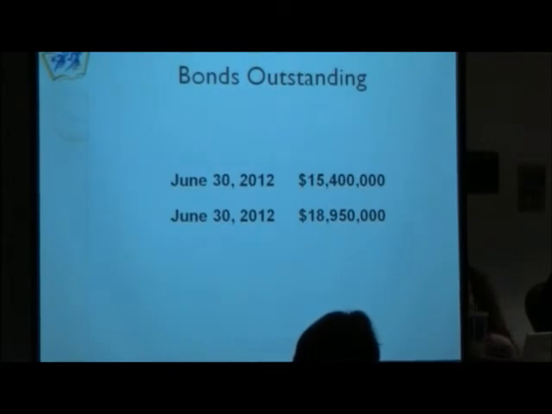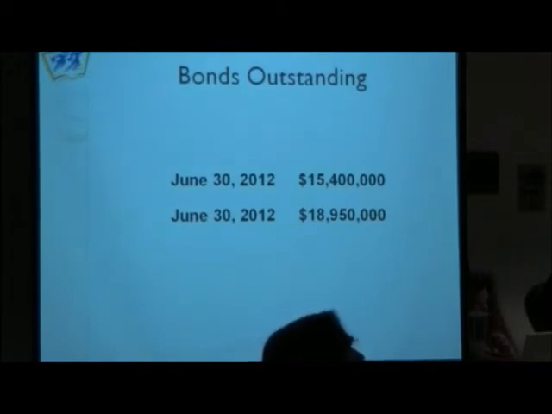Bonds outstanding, we made a payment on July 1st, and so we have $15.4 million remaining. Those dates are the same. The 18950 should be 2011.